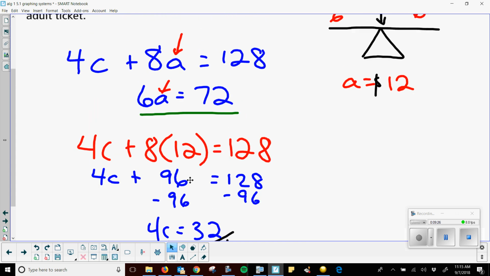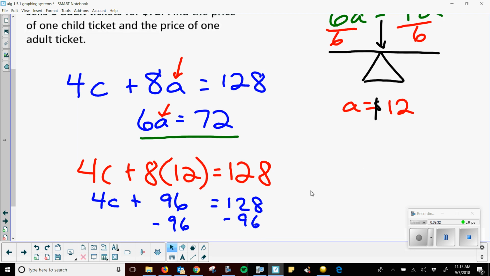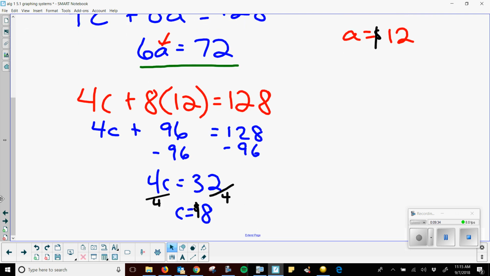So systems is really all about using some different information to figure out the piece that's missing. That's all systems is. It's not too bad. I'm going to show you some other ways to do them here in the next couple days.